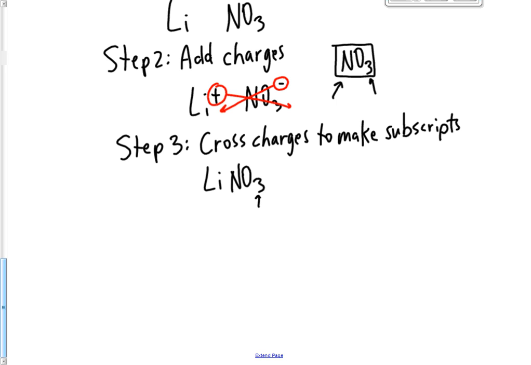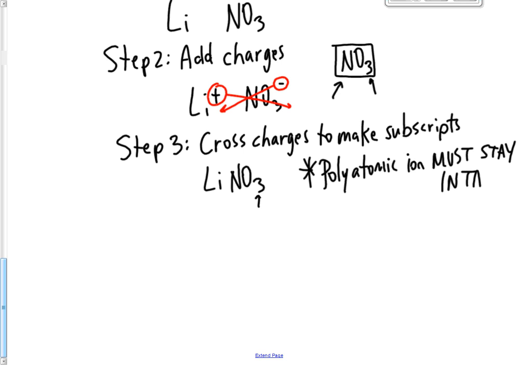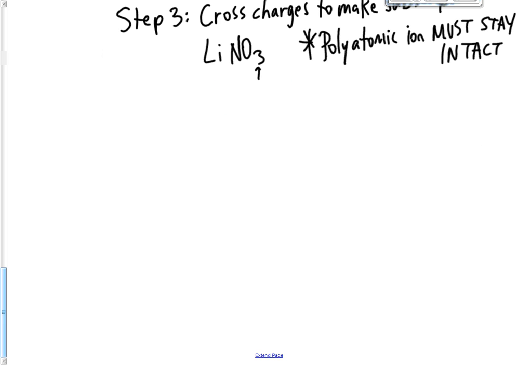That's why you saw me putting parentheses around some of them out there, and we'll do a couple of examples like that as well. But the polyatomic ion must stay intact. Okay, it's got to stay together. All right, let's do an example where we're going to use some parentheses.